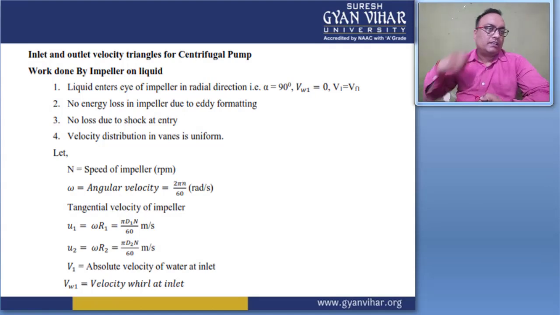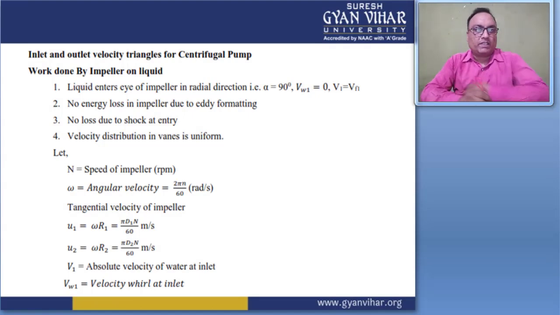Let N be the speed of the impeller in RPM, and omega is the angular velocity, omega equal to 2 pi N divided by 60 radian per second. And in the third case, the tangential velocity of the impeller is given by U1 equal to omega R1, that is pi D1 N divided by 60 meter per second. And similarly in the second case, U2 equal to omega R2, equal to pi D2 N divided by 60 meter per second.